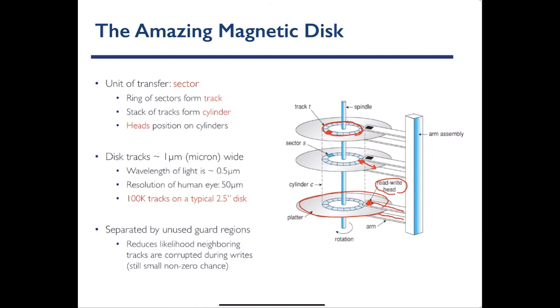Because they're very thin, there is always a chance that the head might read from a neighboring track. That's why you usually have these guard regions between tracks. You put some space between tracks to minimize the error.